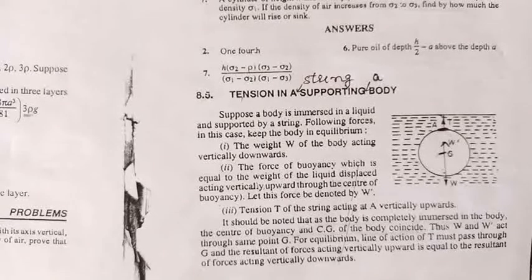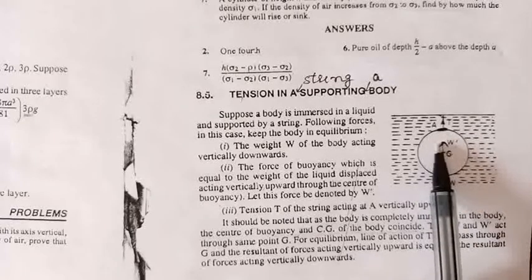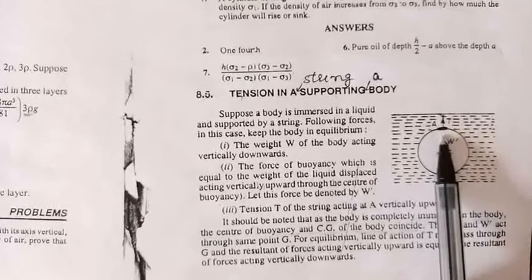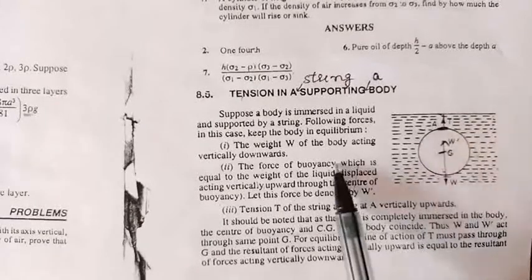Yesterday we discussed the topic bodies floating in more than one liquid. And our next topic today is tension in the string supporting a body. It means we have a body which is entirely immersed in a liquid, and this body is being supported with the help of a string. In this article, we will find the tension in this string.